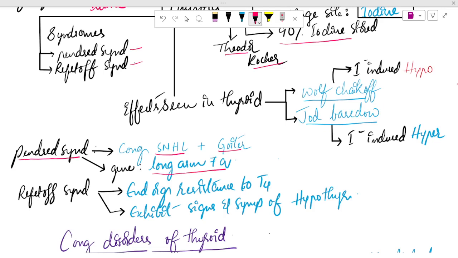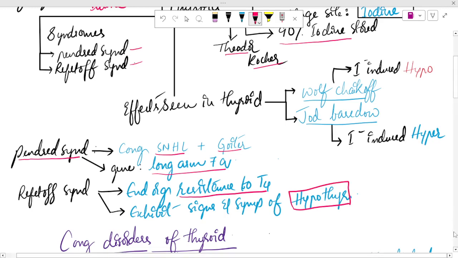Now, what is Refetoff syndrome? In Refetoff syndrome, the patient presents with end organ resistance to T4. End organ resistance to T4 means even though the T4 hormone tries to go and activate, it still doesn't activate. Obviously, if there is resistance to T4, there will be signs related to hypothyroidism. So the patient presents with the signs and symptoms of hypothyroidism. That is very important about Refetoff syndrome.